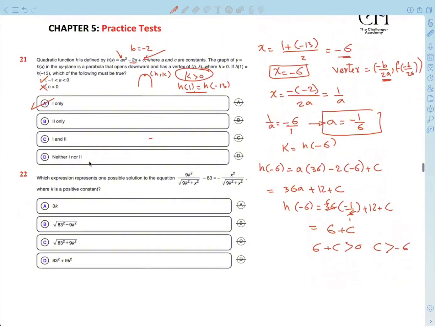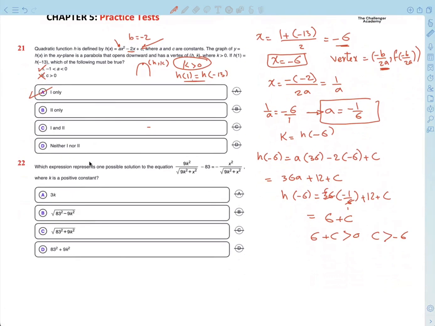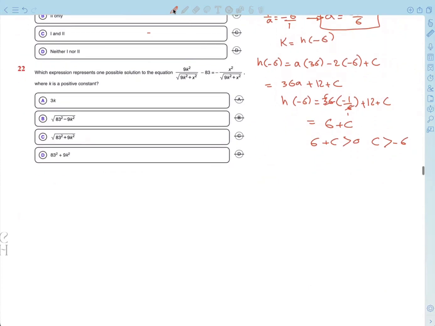Question 21 is very long, but I think it's easy, if you know the concept of the quadratic function, how to find the axis of symmetry and how to find the vertex of the quadratic function. It will be very clear and easy. Let's move to question 22.